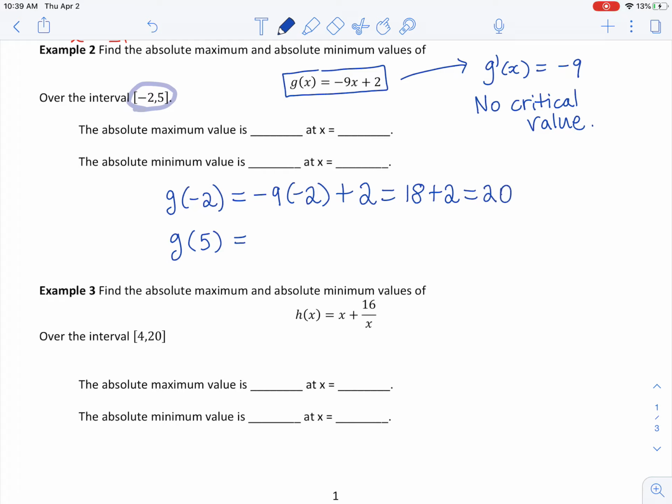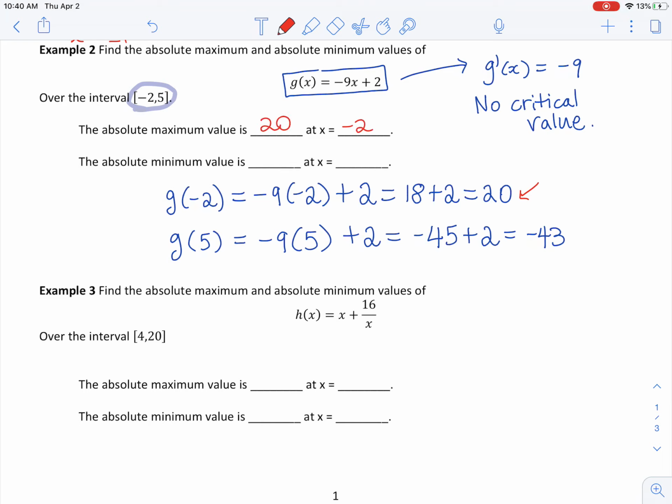That's going to be 18 plus 2. So g of -2 is positive 20. Let's do this one. -9 times 5 plus 2. That will be -45 plus 2. So I got -43. So which one is the absolute maximum?